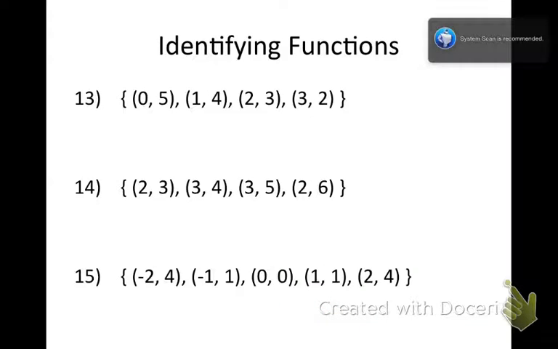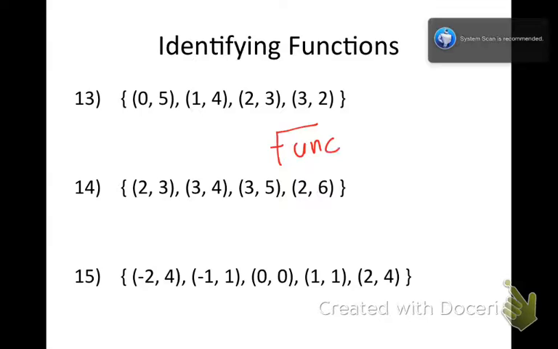All right. Take a couple seconds to try these 3 on your own. All right. Determine, is it a function or not a function? All right, so let's look at 13 here. I have 0, 5, 1, 4, 2, 3, 3, 2. Kyle, function or not a function? Function. That would be a function.